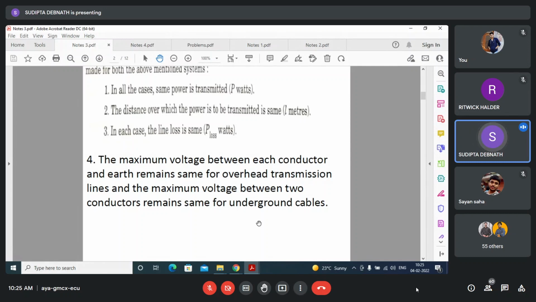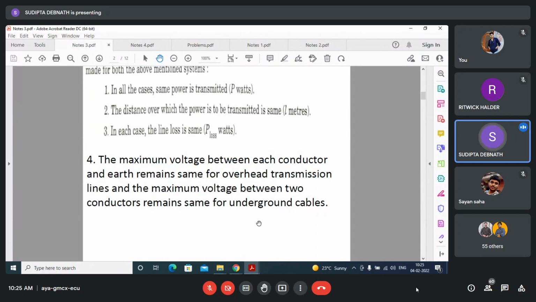In overhead lines, we are considering the maximum voltage. Why maximum voltage? In DC, there is no problem. Maximum and the ordinary voltage are all the same. That is only one value. But for AC, if we say V, it is the RMS. If we say Vmax, it is the maximum. So the maximum value is considered to be constant.